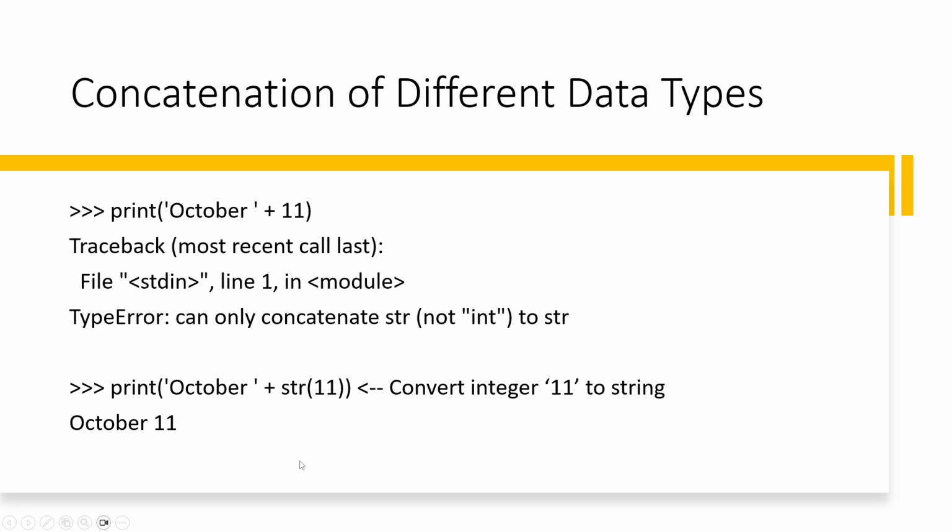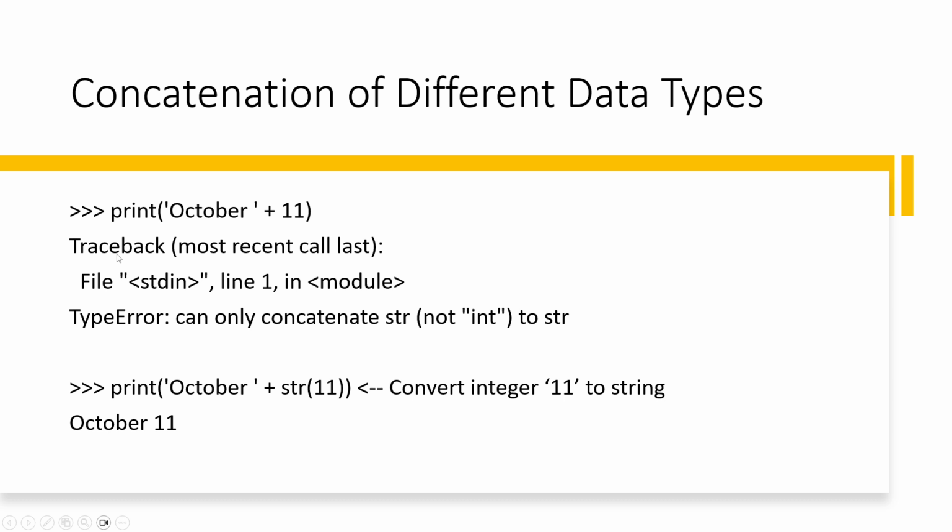Now, if I want to concatenate different data types, that's a problem. You can only concatenate strings. So I could try to concatenate October to the number 11. By default, when you type a numeric value in, it's going to treat that as an integer. And I get this error.